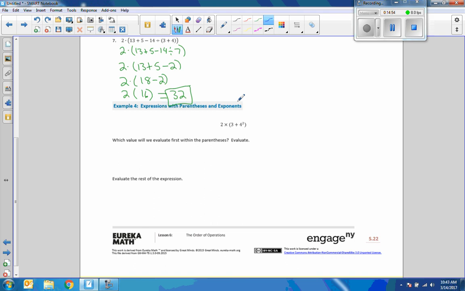Okay, example 4. Which value will we evaluate first within the parentheses? Addition or exponent? I would say the exponent first. It says to evaluate that. So leave the 2 times, do 3 plus 4 squared, which is 16. And that would come out to be 19. So we evaluate the rest of the expression. 2 times 19, 38.